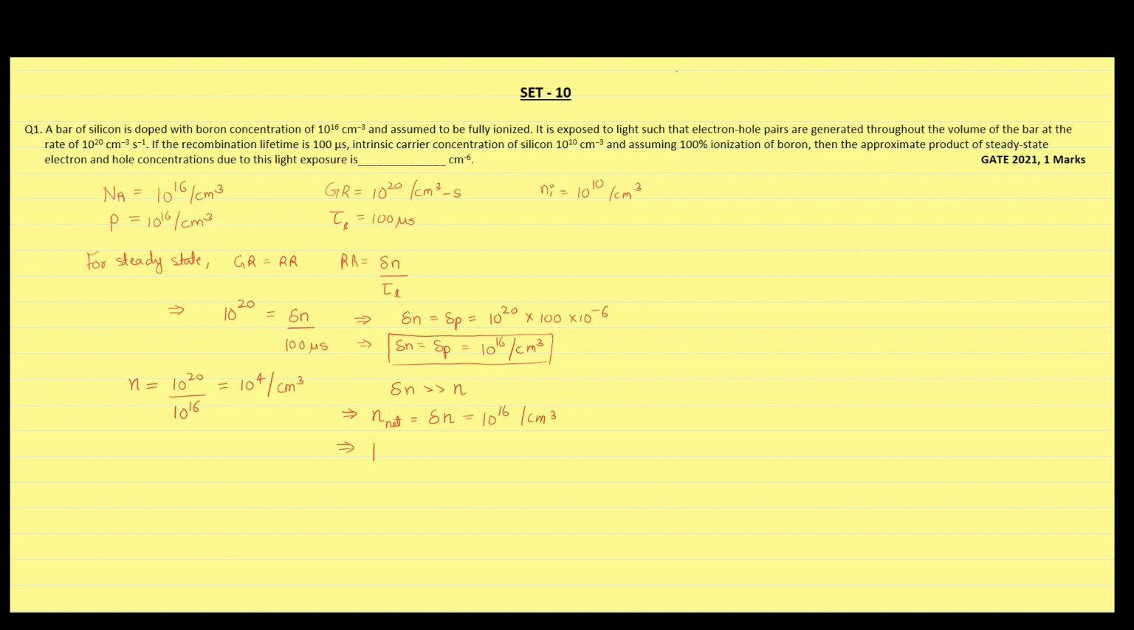But for the net hole concentration, we can see that excess charge carrier concentration is comparable to the thermal equilibrium hole concentration, and we have to add both these concentrations. Now, the product of carrier concentration can be found to be equal to 2 into 10 raised to the power 32 per centimeter raised to the power 6. So, this is our final answer.